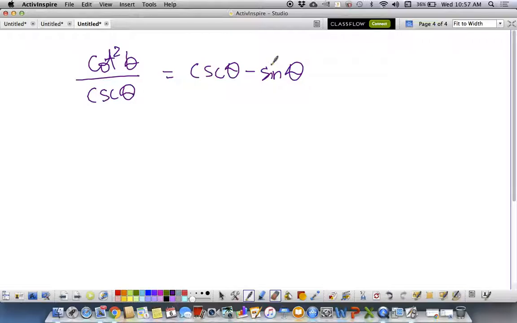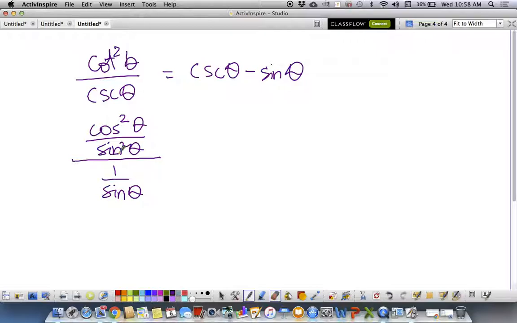So you're going to start with the left side and change cotangent into cosine over sine. So we have cosine squared over sine squared, times sine over 1. I'm just going to rewrite it. Cosecant is 1 over sine. I simply rewrote cotangent squared as cosine squared over sine squared, and cosecant as 1 over sine.